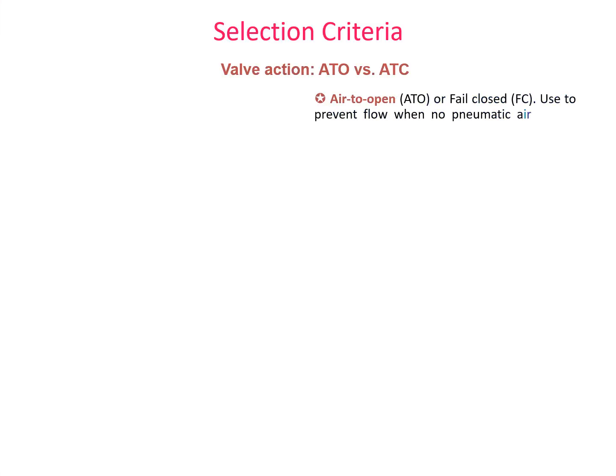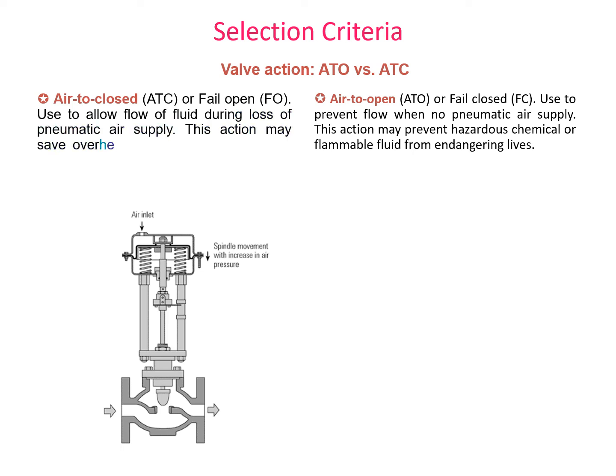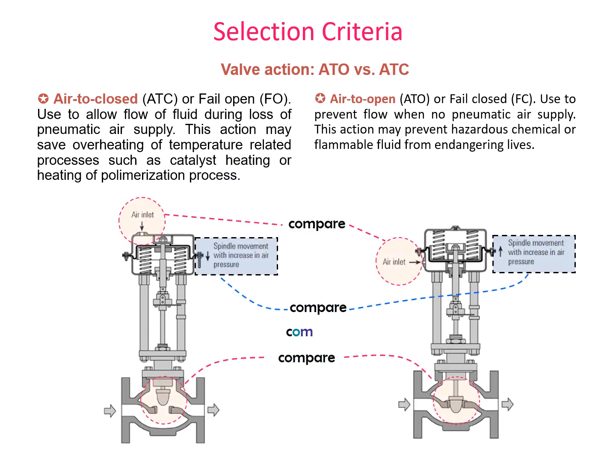Now I will explain the selection criteria between those two types of valve, which are fail open, also known as ATC, and fail close, also known as ATO. Basically, we first compare the structure of each valve. Here is an air to close valve.